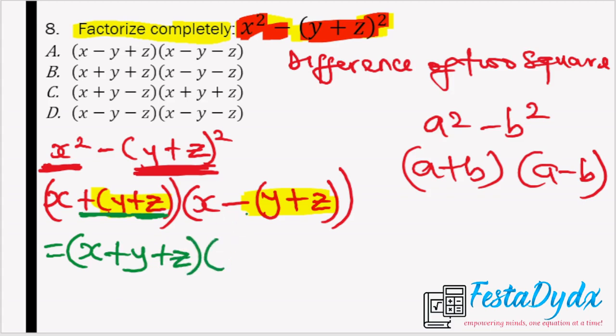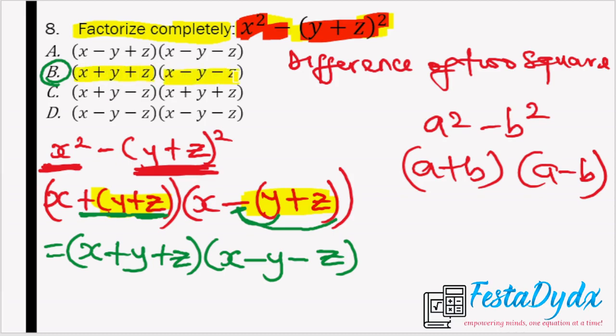Now move to the next bracket. We'll have x. Now minus times y is minus y. Then minus times plus z. Minus times plus is minus, and then we'll have our z. So we'll put it in another bracket. From the option, our answer is B, because we have x plus y plus z, and then we'll have x minus y minus z, which is exactly what we have here. So the answer for this question is B.